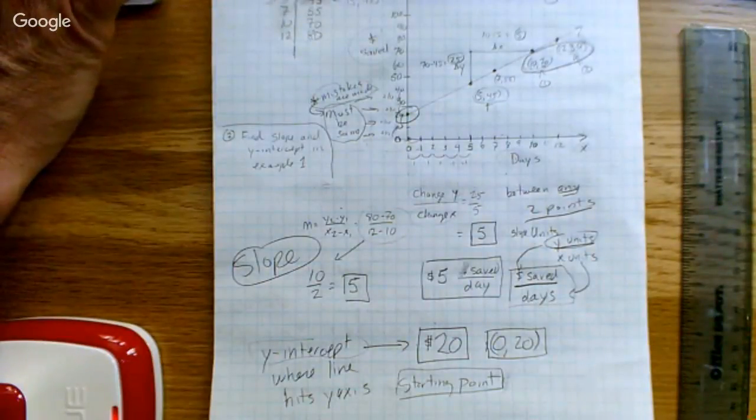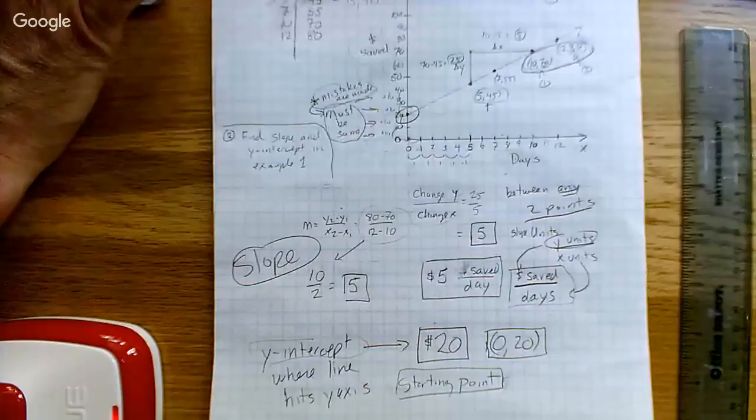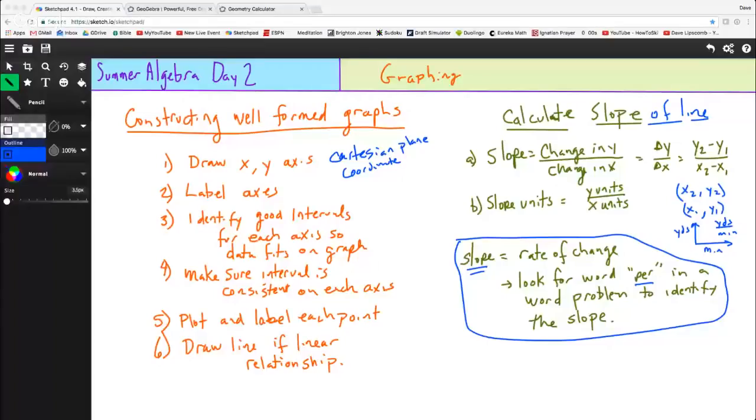Okay, so let's head over to our sketch pad. Here we go. Okay, so we talked about constructing well-formed graphs and calculating the slope of a line. So let's keep moving forward.